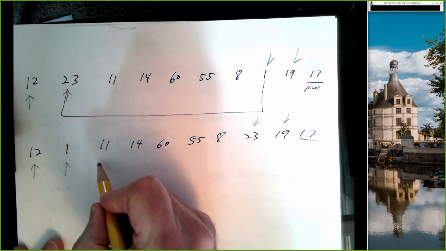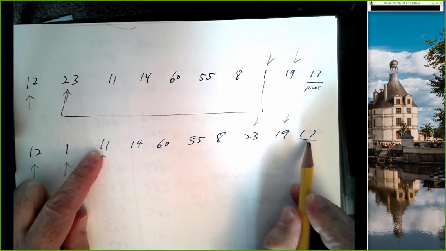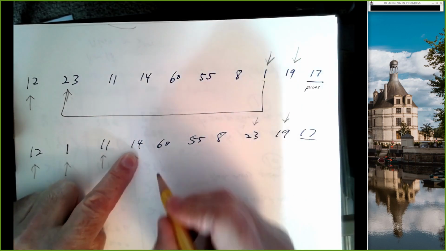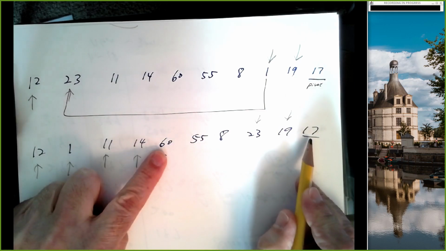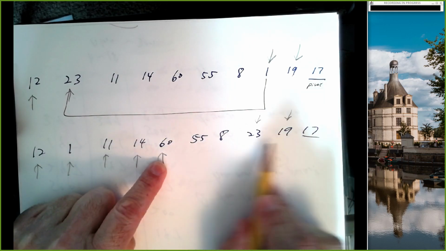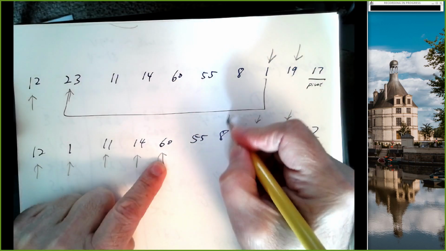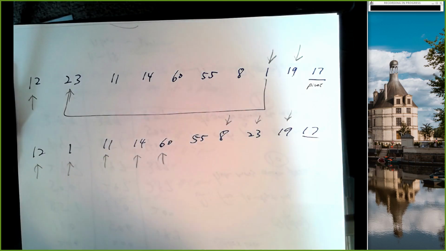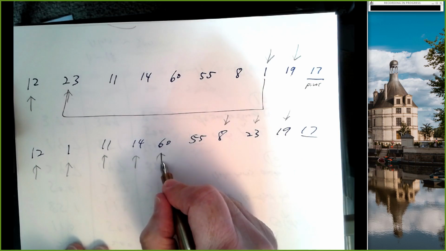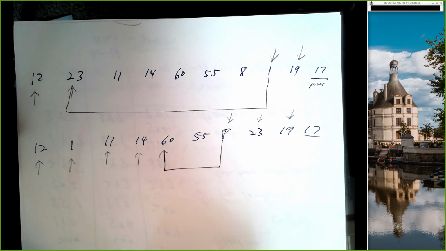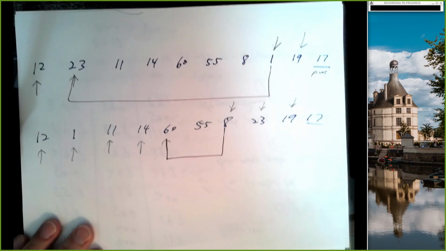So we're going to move over to the 11. 11 is smaller than the pivot, that's good. We'll come to the 14. 14 is smaller than the pivot, that's good. We'll come to the 60. 60 is bigger than the pivot, that's a problem. So we're going to stop there. And now we're going to move in from the right. So we're going to move over to the 8, and 8 is smaller than the pivot, that's a problem. So now we're going to swap these two numbers. And again, this number is too big, this number is too small. So we're going to swap those.